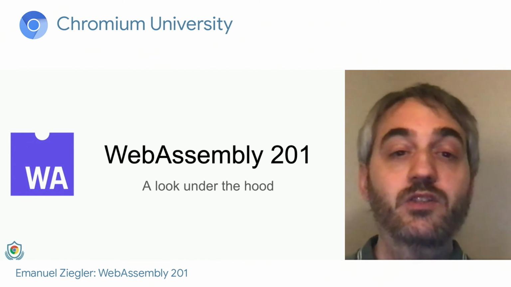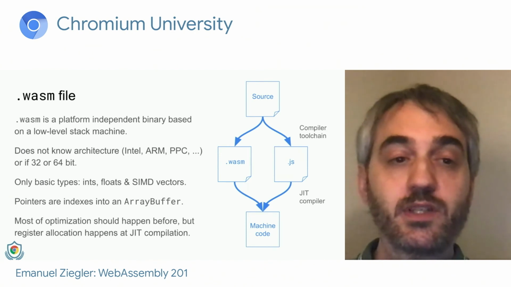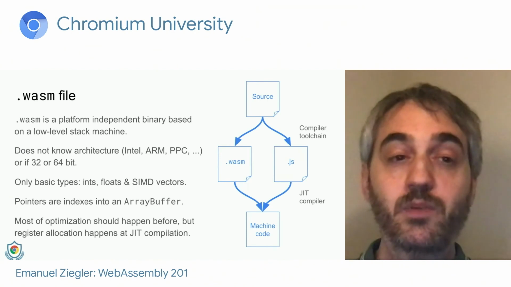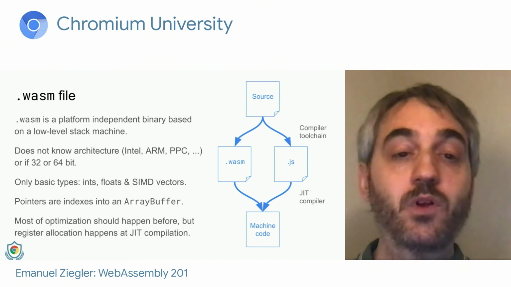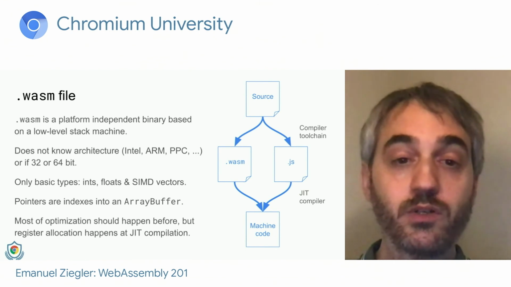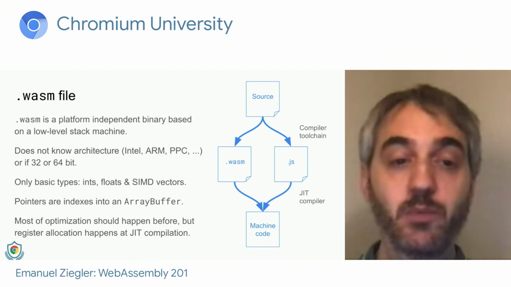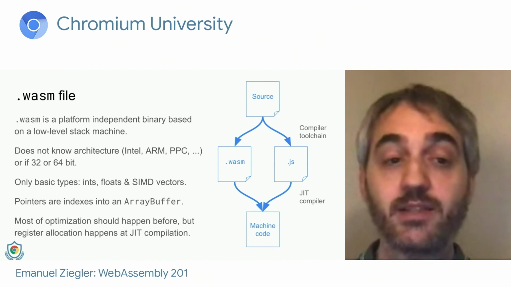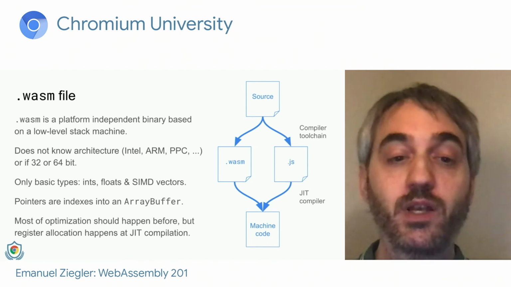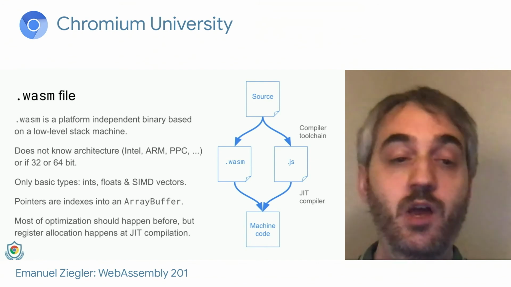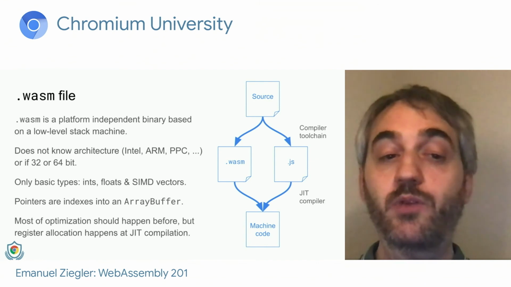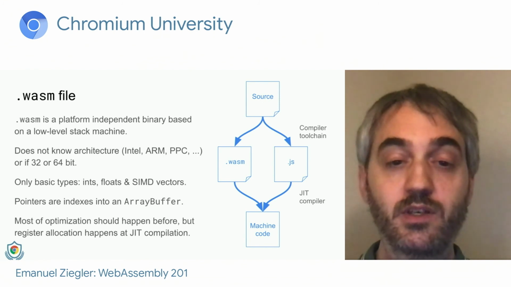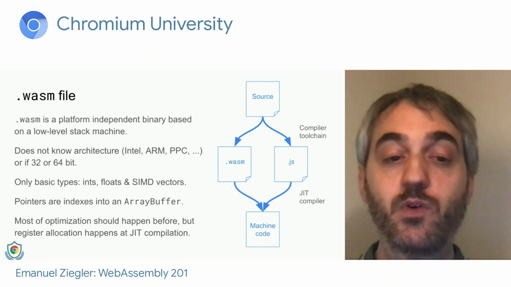So what does a WebAssembly file look like and what does it contain? A WebAssembly or wasm file contains platform-independent code as a binary format, which mimics a low-level stack machine. As it's platform independent, it doesn't know anything about the architecture that it's running on. So it doesn't know if it's running on an Intel architecture, an ARM architecture, PowerPC, or whatever. It doesn't even know if it's 32 or 64-bit. So because of that, it only has very basic data types like ints, floats, and SIMD vectors.